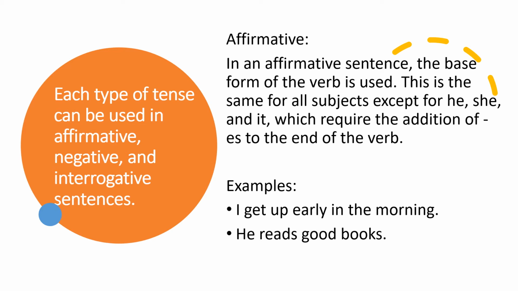Affirmative sentence. In an affirmative sentence, the base form of the verb is used. This is the same for all the subjects except for he, she, and it, which require the addition of s or es to the end of the verb. For example, I get up early in the morning. He reads good books.